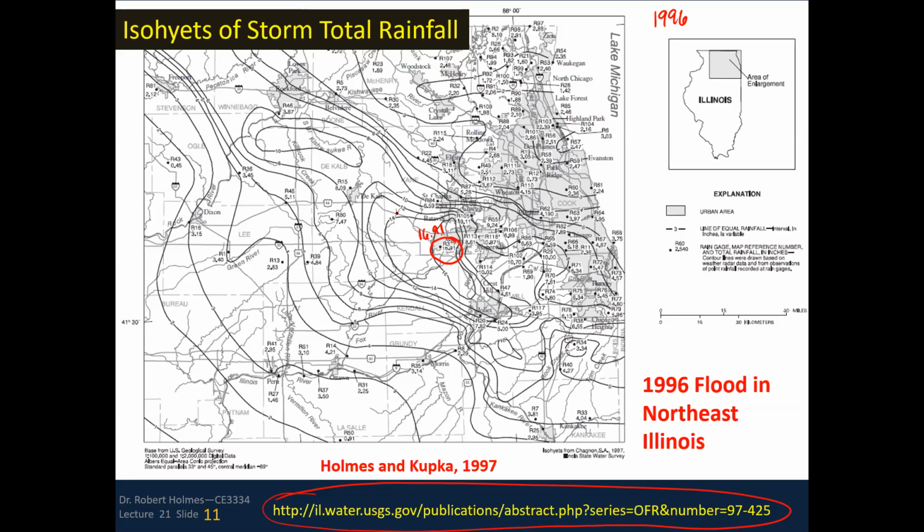But look here, you've got lines of equal isohyet, or equal rainfall. So there's a 14-inch line. Here's the 16-inch line. Here's the 12-inch line. And how did I build this? Actually, I didn't build this. It was built by a fellow named Stan Changnon over at the Illinois State Water Survey.